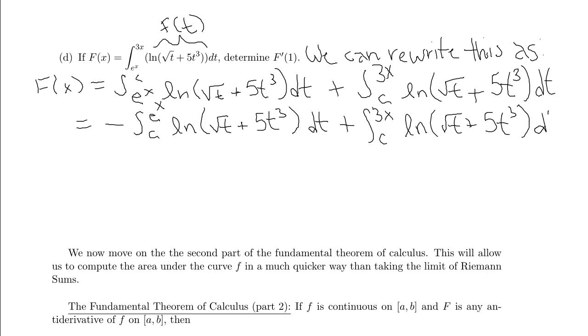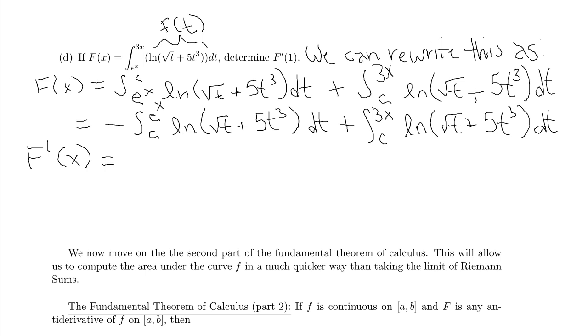Okay, so then if I want to take its derivative, big F prime of x, I'm going to have to use the fundamental theorem of calculus part 1 two times. And in both cases, I'm going to need to use the chain rule because I have more than just x on my bound. I have functions of x. So in the first case, I have e to the x, and in the second case, I have 3x.